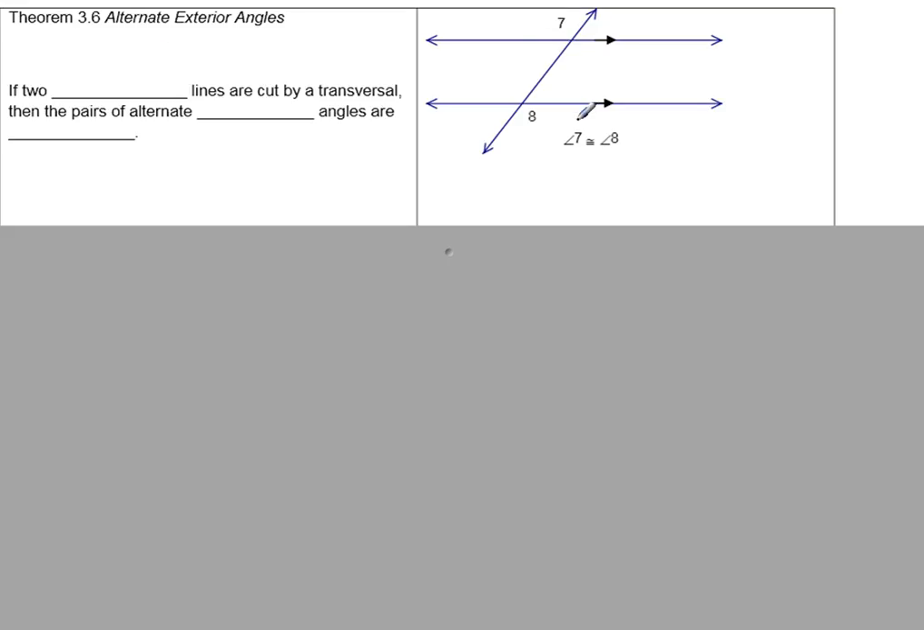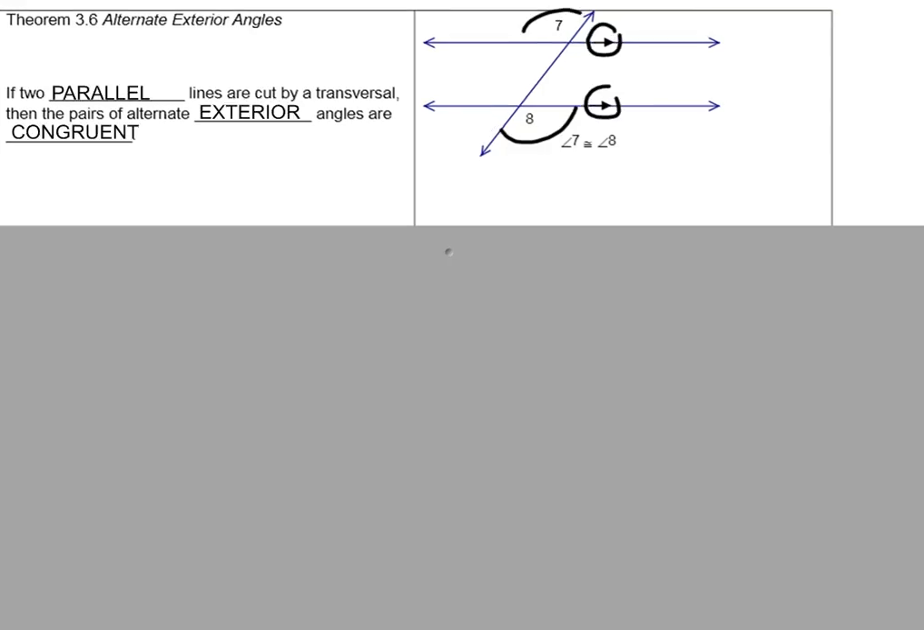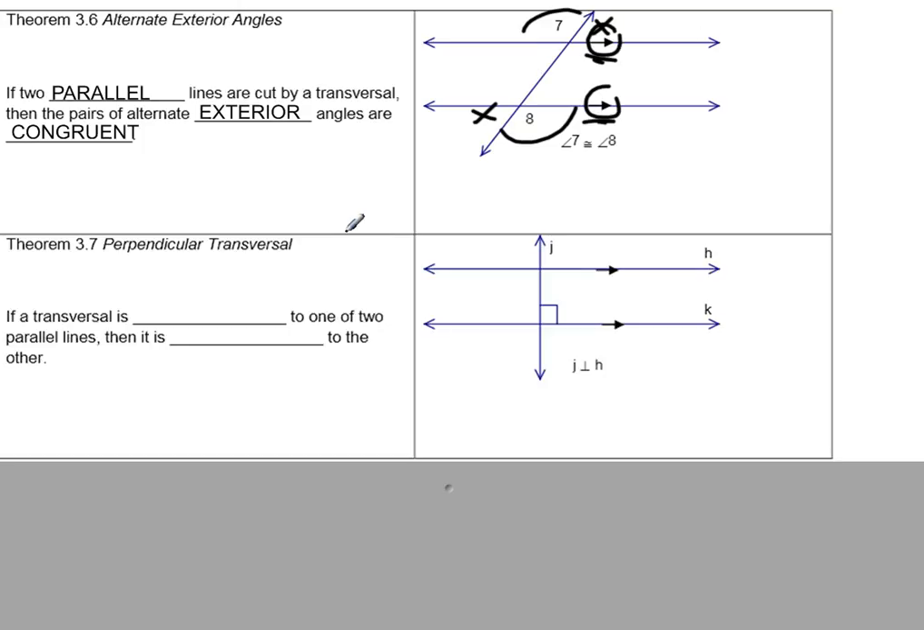The next relationship is with alternate exterior angles. If parallel lines cut by a transversal form alternate exterior angles, then those alternate exterior angles are going to be congruent. So anytime you can find alternate exterior angles, even here, and the two lines are parallel, then those alternate exterior angles are congruent.